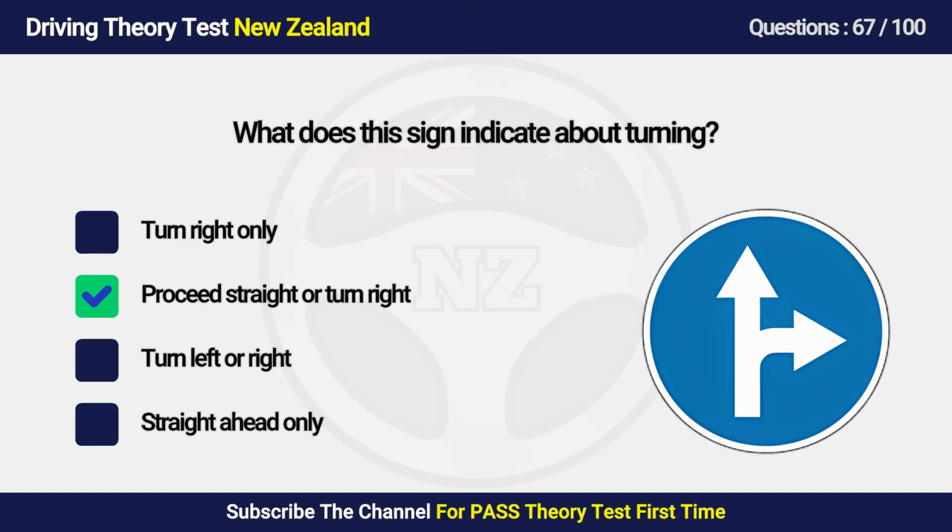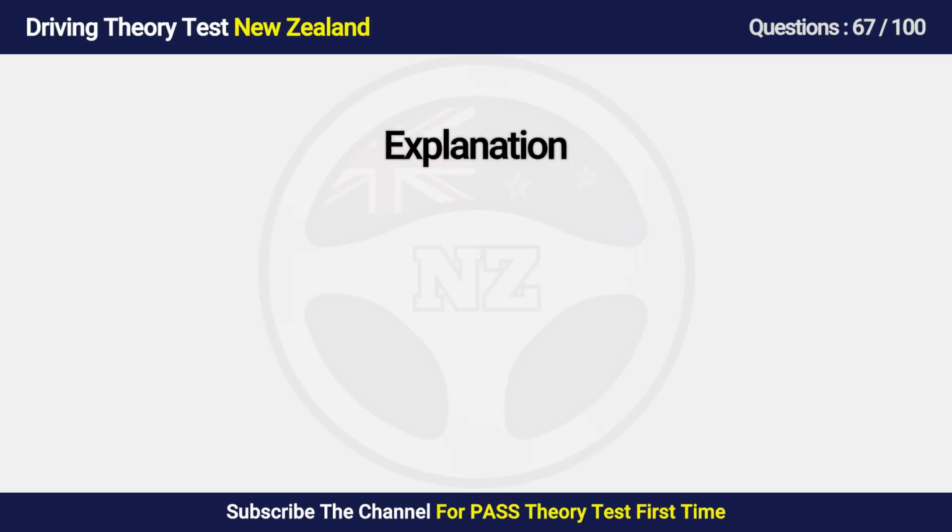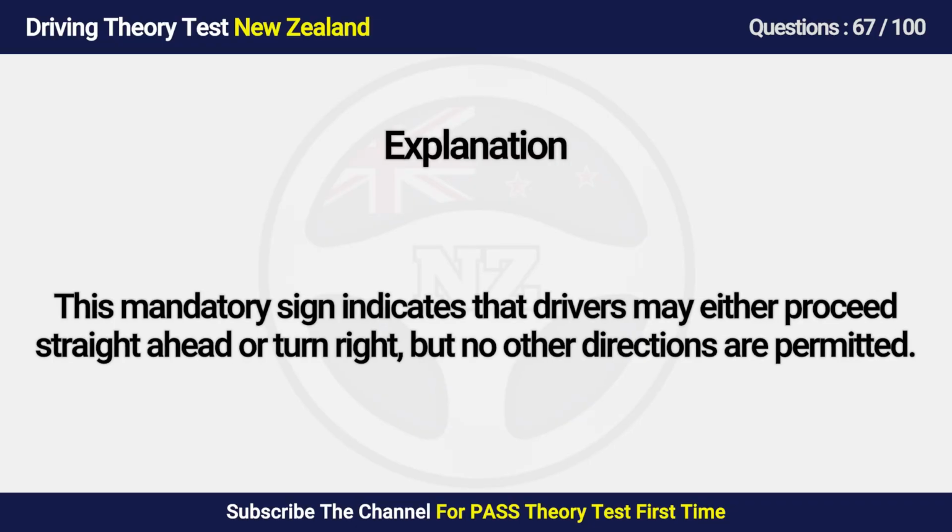Answers is B. Proceed straight or turn right. This mandatory sign indicates that drivers may either proceed straight ahead or turn right, but no other directions are permitted.